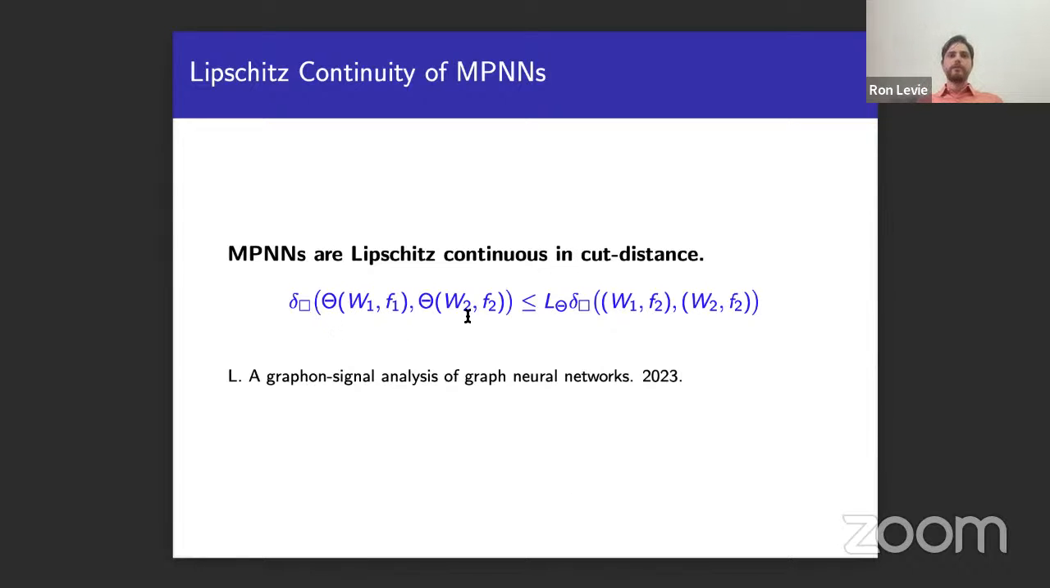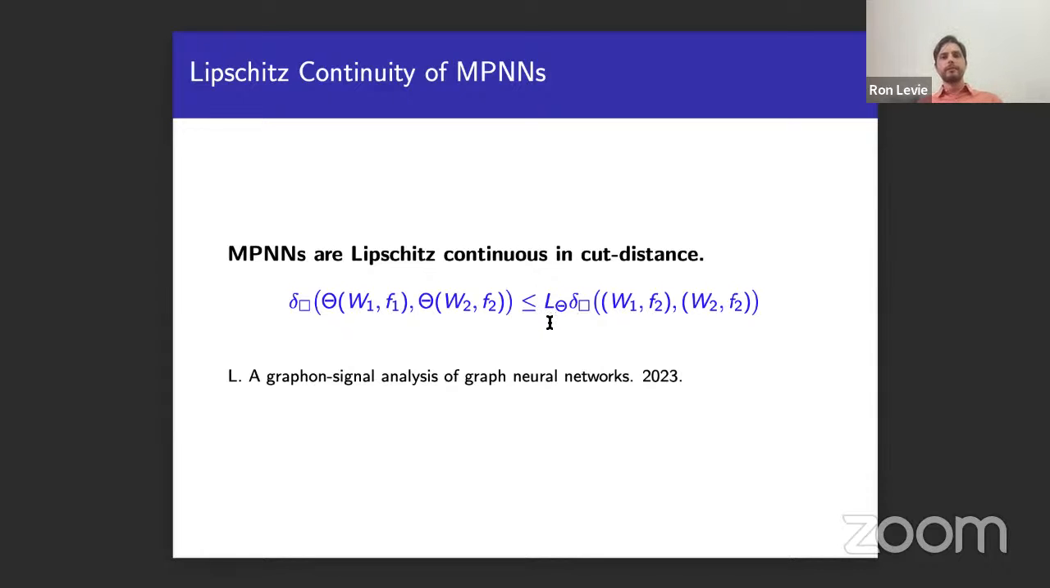So if you have two graphon signals and you take a message passing network and apply it on the two graphon signals, and then you compute the cut distance of the output, this is bounded by the cut distance between the two graphon signals up to a constant which is guaranteed to exist. This is the Lipschitz constant of the message passing network.